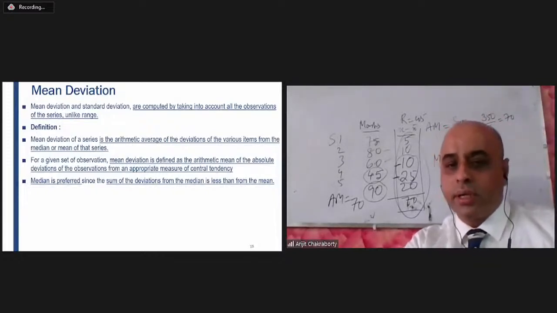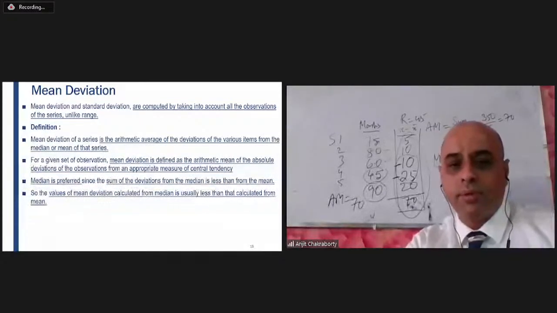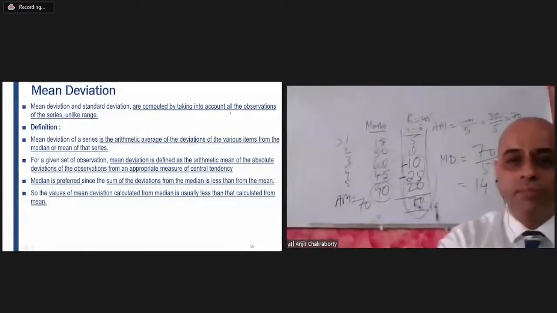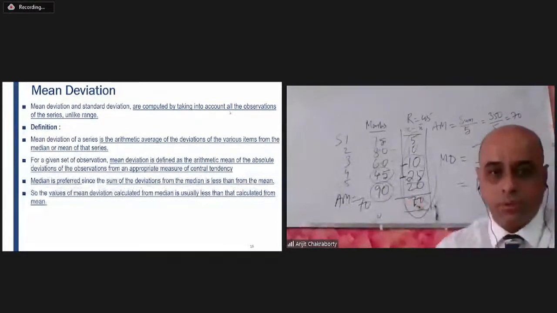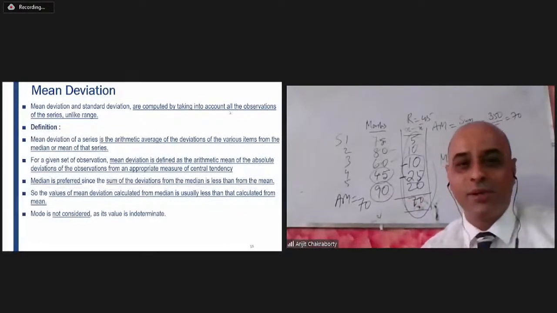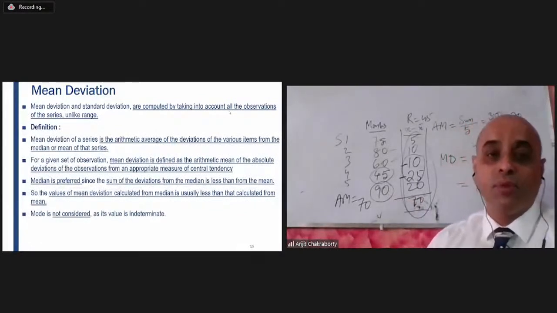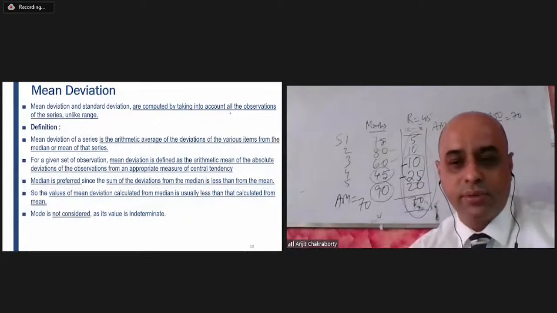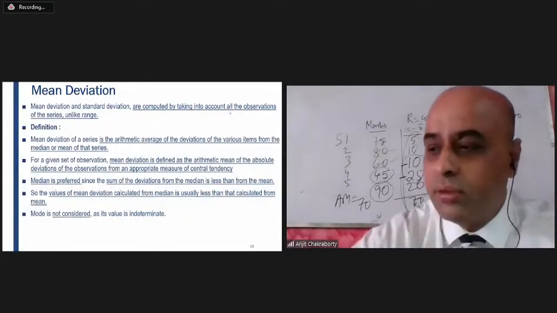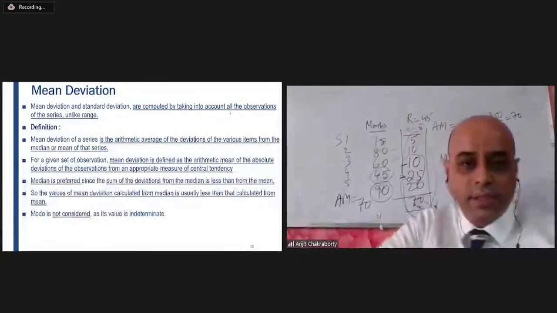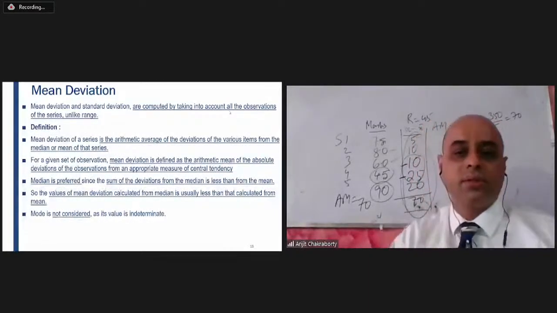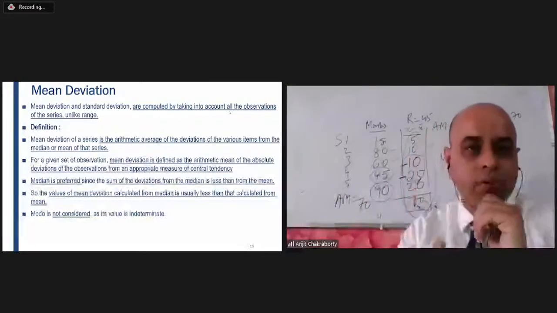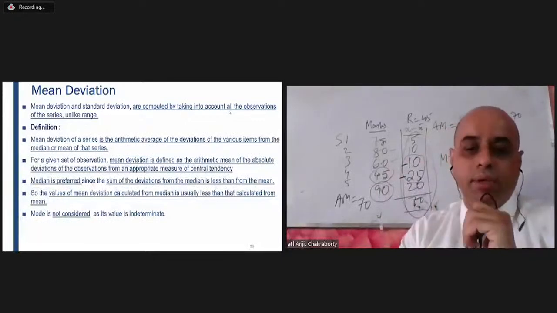Sometimes median is preferred, again, due to certain reasons, because the sum of the deviations from the median will be less than that from the mean. So lower the deviation, better it is. So sometimes median is used. Mode is never used. Mode is not considered because mode sometimes is not possible to calculate. Why? Because you remember mode means highest frequency. If the frequencies are equal, then there is no mode. So there are certain cases where mode cannot be found out, so mode is not used. So mostly in this mean deviation, it will be the deviation from the median, and it can be deviation from the arithmetic mean.